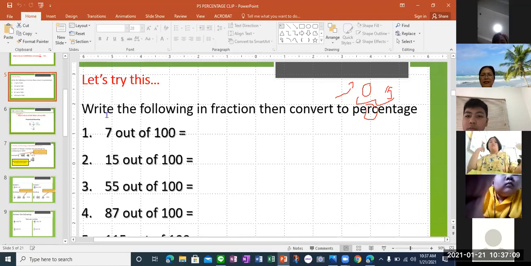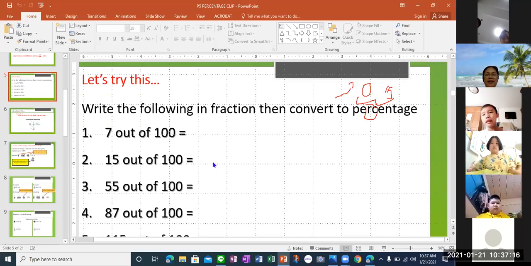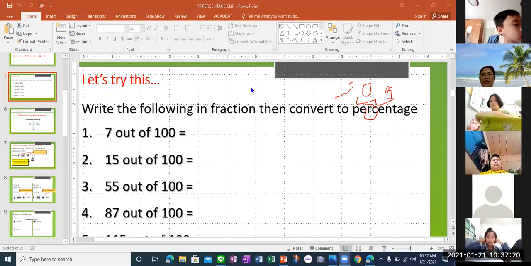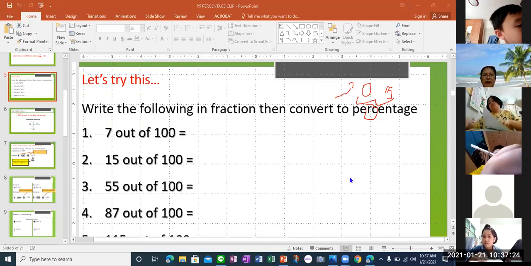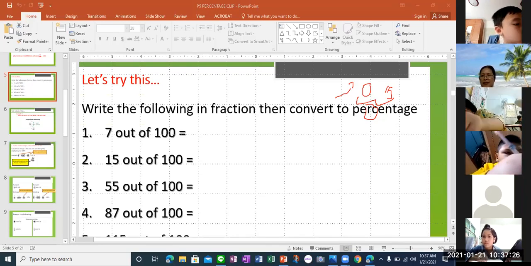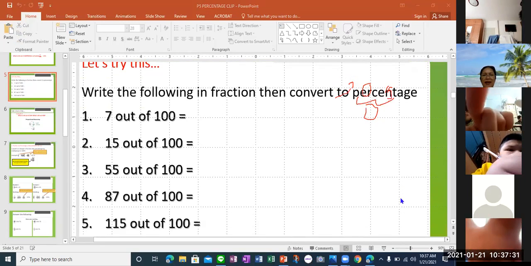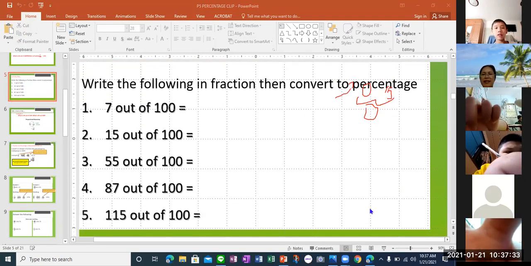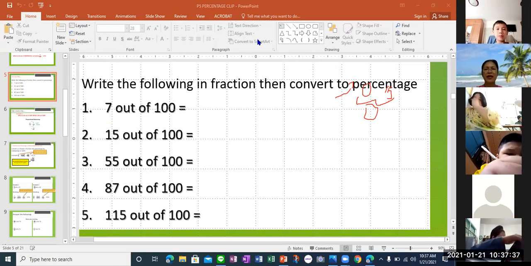Can you see it? Now, where is your notebook? You can write your answer in your notebook. Come on. Write your answers in your notebook. What is it? Now here, quickly. And then later on, you can write in the screen.